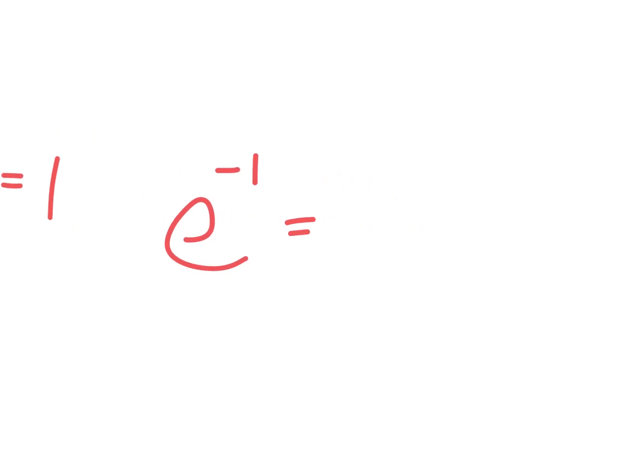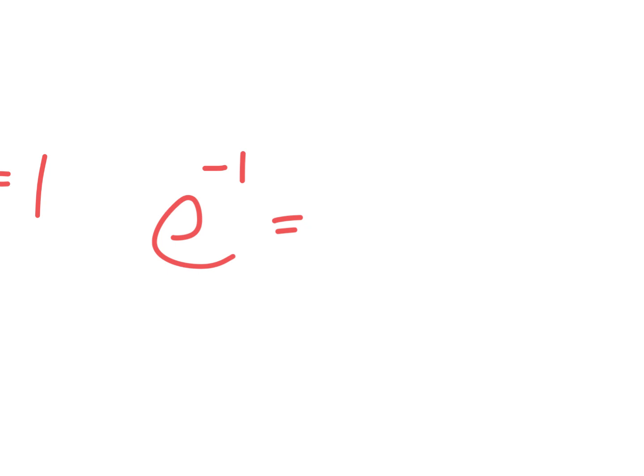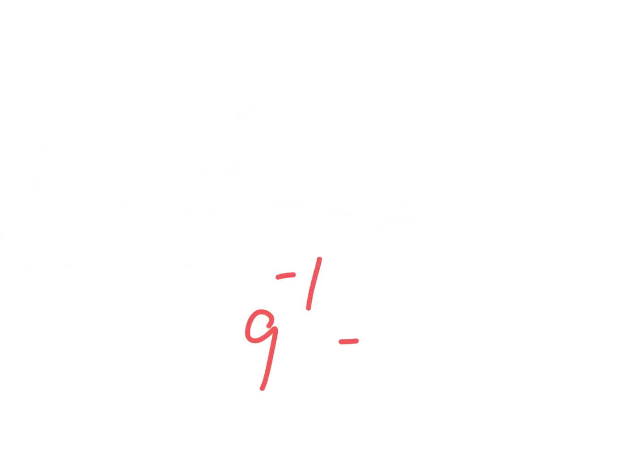How about E to the negative 1? What does that do again? What do you think it is? Yes? 1 over 2.7. Yeah, 1 over E or 1 over 2.718. That's what to the negative 1 power means, is 1 over it. So if I had 9 and I put it to the negative 1, it's just 1/9. You put 1 over the number.